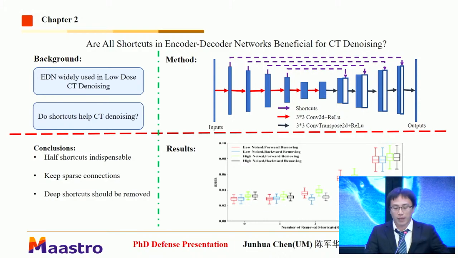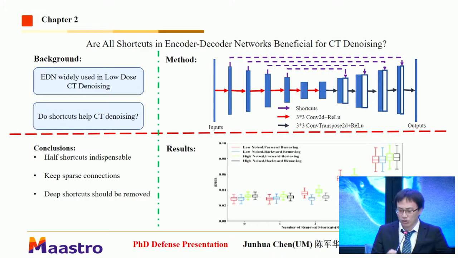As shown in the method section, two encoder-decoder network architectures are included in these studies. Networks are tested on two datasets with different noise levels, and shortcuts are progressively removed from shallow to deep and deep to shallow.